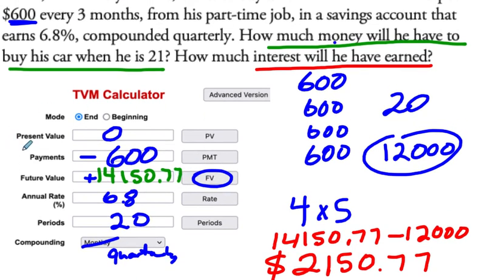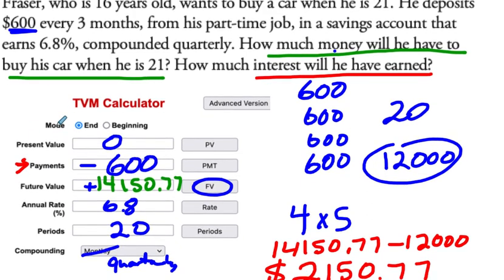So again, this is a question where we have recurring payments, and the interest rate is compounded quarterly and the periods are quarterly. So when your interest rate is compounded quarterly and the payments are the same quarterly, then we don't have to use the advanced version. If we're putting money away every 3 months, but the interest rate is calculated something other than quarterly, then we have to use the advanced version.